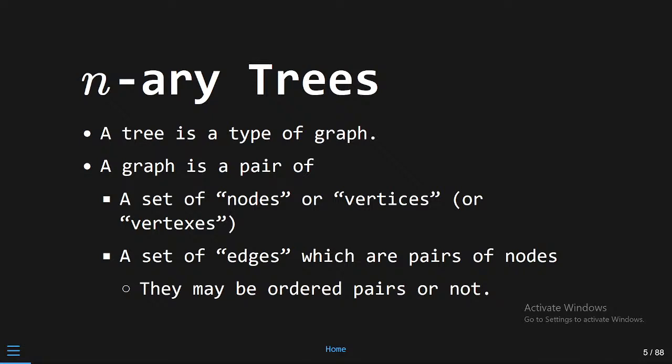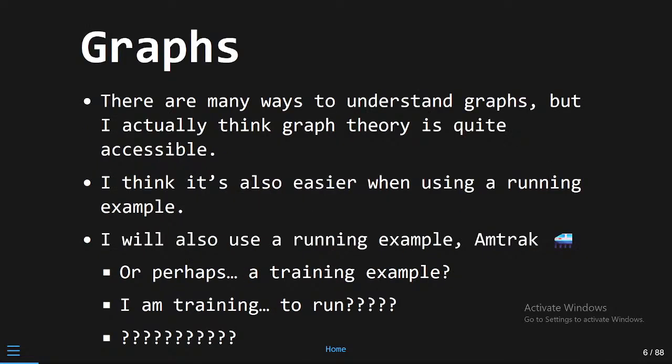To step through this, I'm going to use a little bit of mathematical notation, and we're also going to have a running example of the Amtrak Cascades line. So that's how I was going to teach this, and then when we're done with that, we'll understand more. Okay.